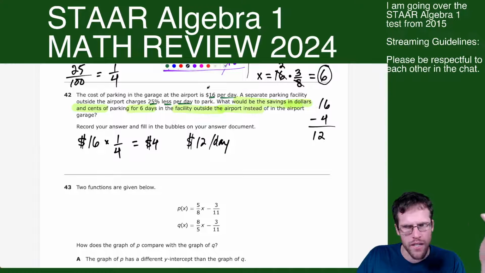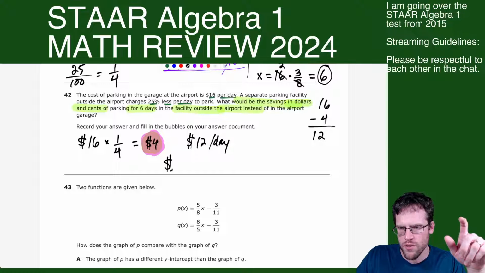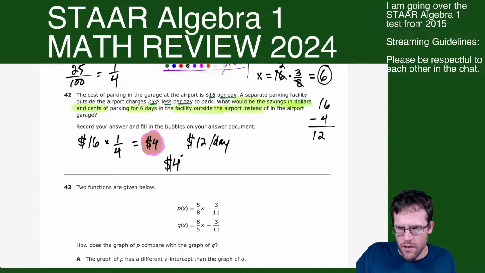And the garage at the airport is 16 per day. So they're asking what would be the savings. Oh, so the savings is the discount. So the discount is $4. Okay, see this detail here. That is the discount. So the savings is $4 per day. And let me write it like this. You're saving $4 per day. Awesome. Does add up though.